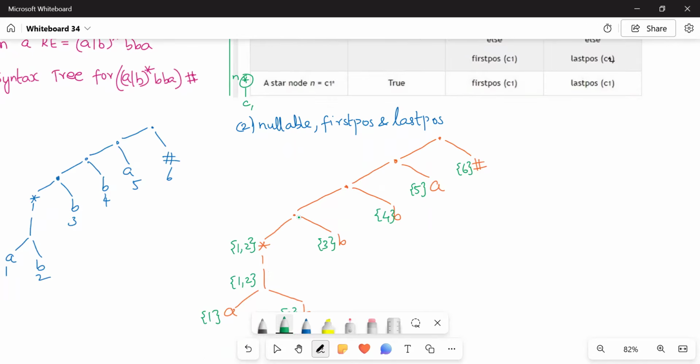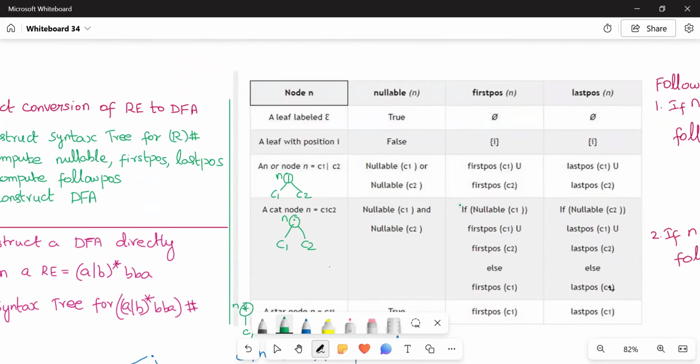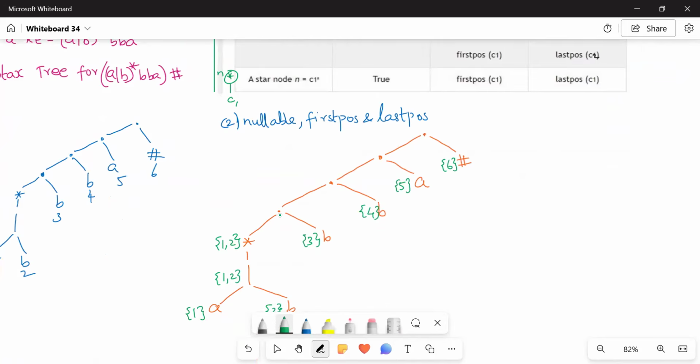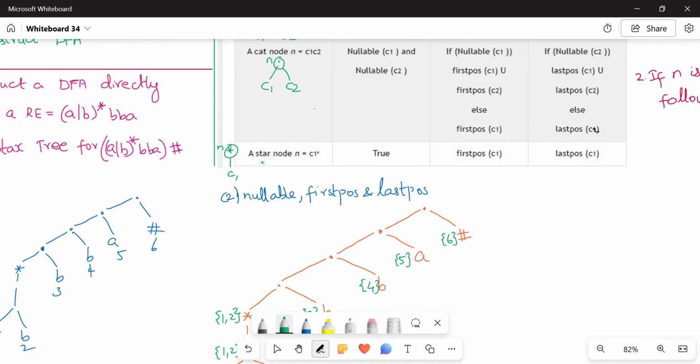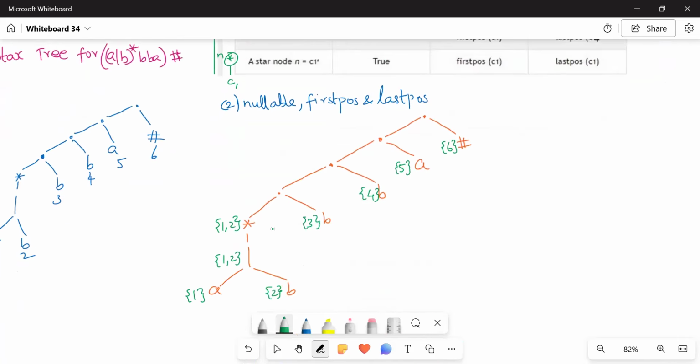Then first position of cat node. To find first position of the cat node, we have to check this. If nullable of C1 is true, then first position of C1 union first position of C2. So first we have to check whether nullable of C1 is true. For this cat node, C1 is star node. For star node, nullable condition is true. This is the nullable column. So nullable for star node is true. So true means first position of this node is first position of C1 union C2. So it is 1, 2, 3.